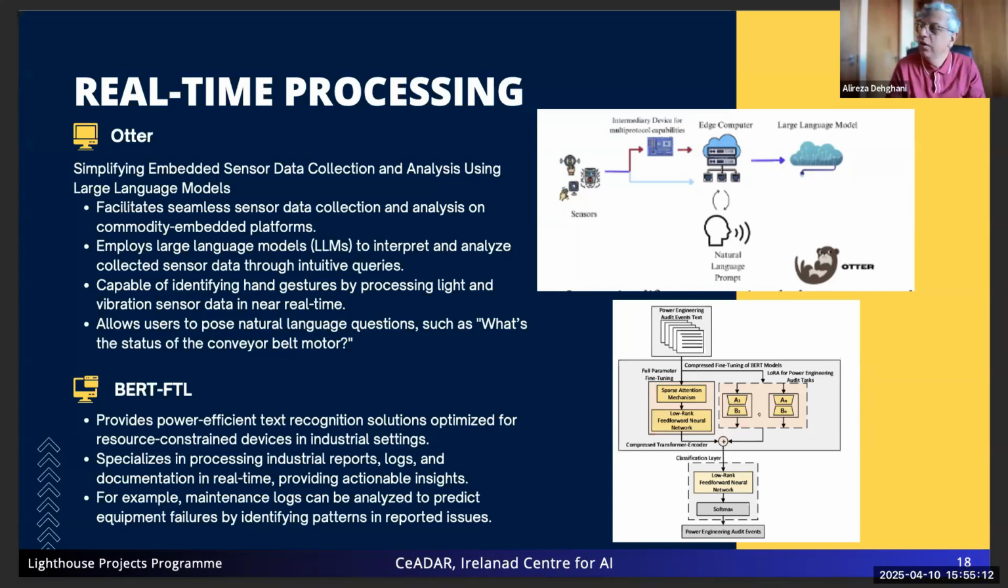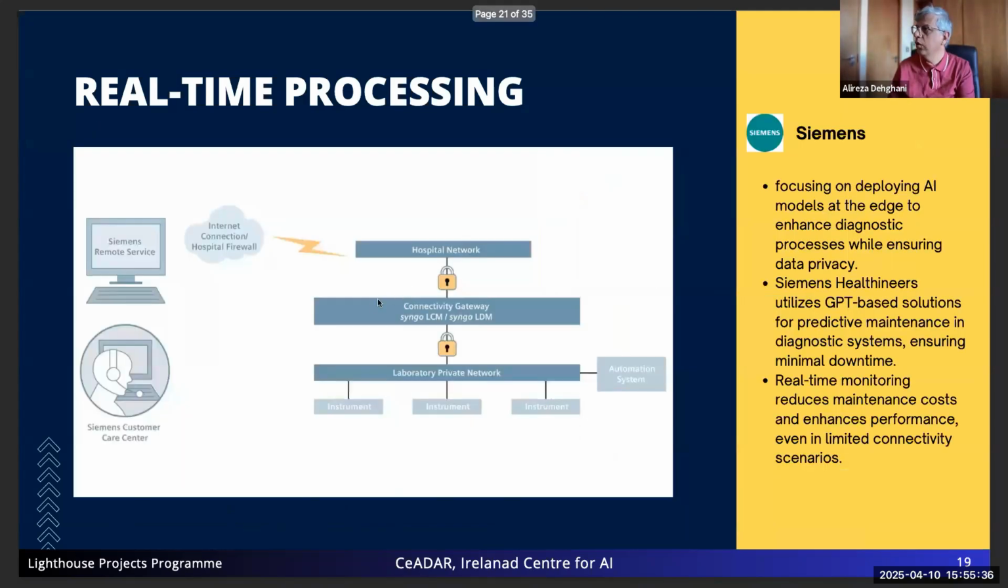A similar scenario to Otter could be in a factory that keeps digital maintenance logs. Workers enter notes like, pump 4 showed unusual pressure for the second time this week, and BERT FTL can process hundreds of such logs and find a pattern, right? As you can see, this is another interesting application that we can work on.